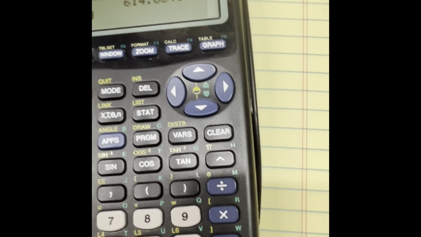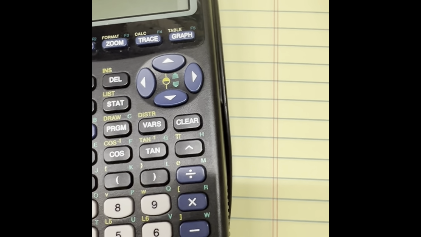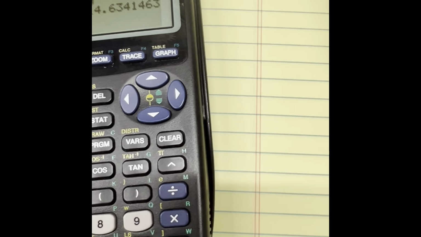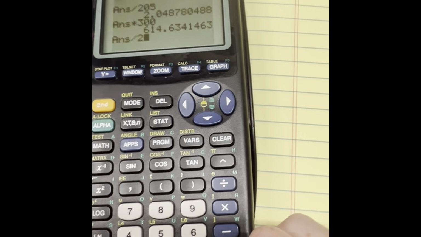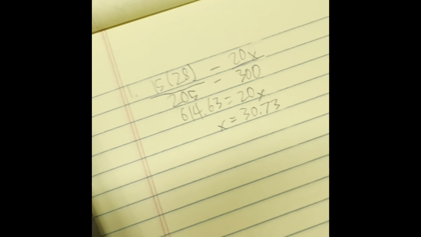So 614.63 would equal 20x, and so x would equal that divided by 20. X is 30.73, which is the new volume of the gas. So it would be 30.73 liters. All right, on to number 2.